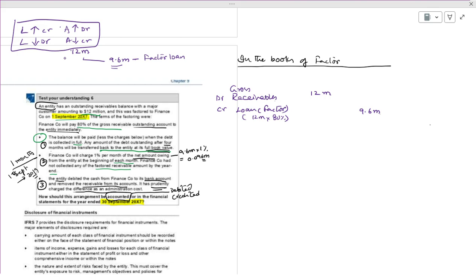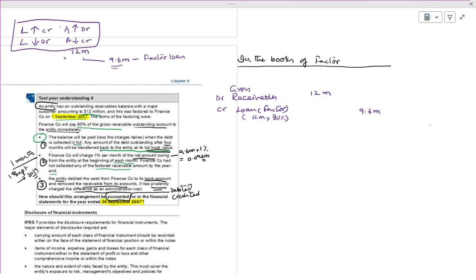How much is the balance? The balance is 20%. They are treating this 20% as an administration cost. Point number 3: the entity debited the cash from the finance company to its bank account and removed the receivables from its account. It has prudently charged this as an administration cost. This is in the books of the entity.